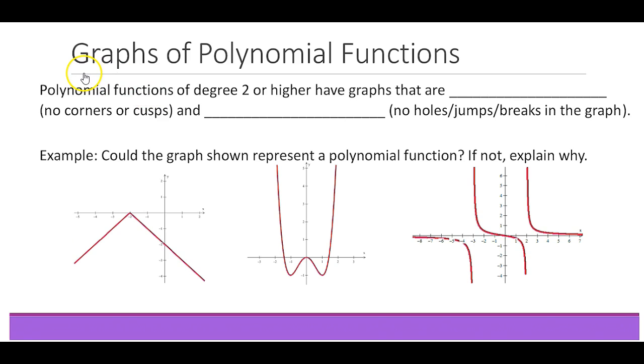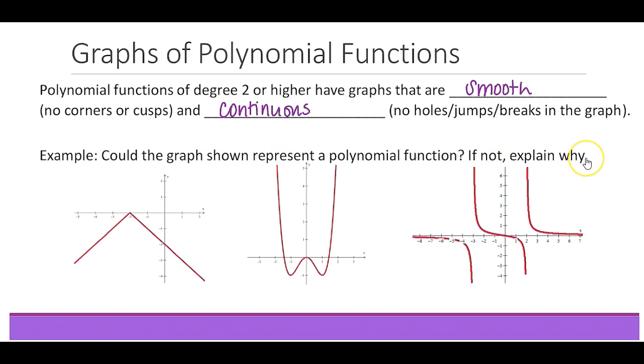Now let's move on to talk about the graphs of polynomial functions. Polynomial functions of degree 2 or higher have graphs that are smooth, which means they have no corners or cusps, and they are continuous. And by continuous, we mean there are no holes, jumps, or breaks in the graph. So in this example, the question is, could the graph shown represent a polynomial function?